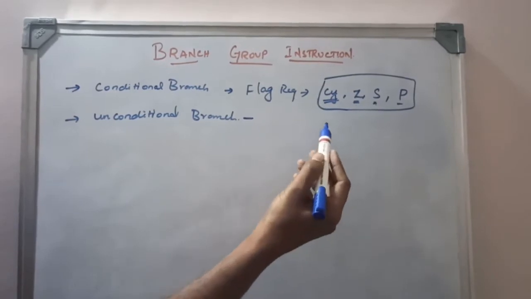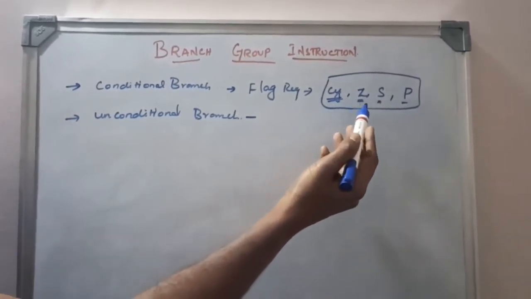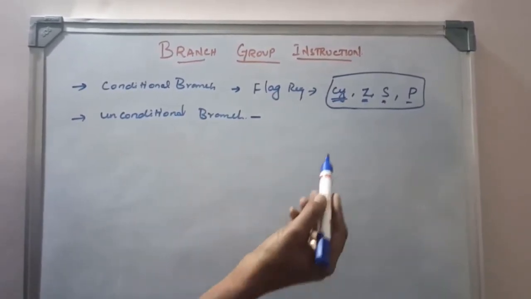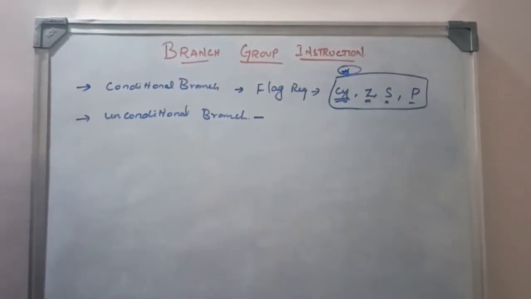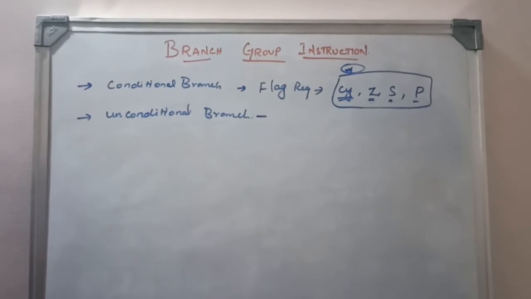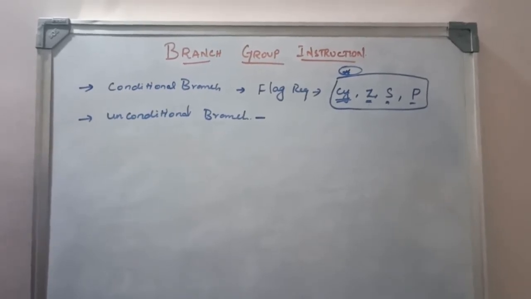If the condition is true, the specified location is moved to the program counter. Suppose the condition is false, just ignore the instruction. The next instruction directly executes and the program flow continues.